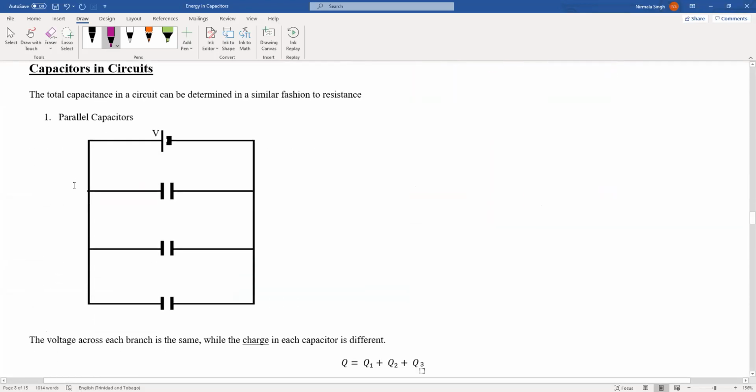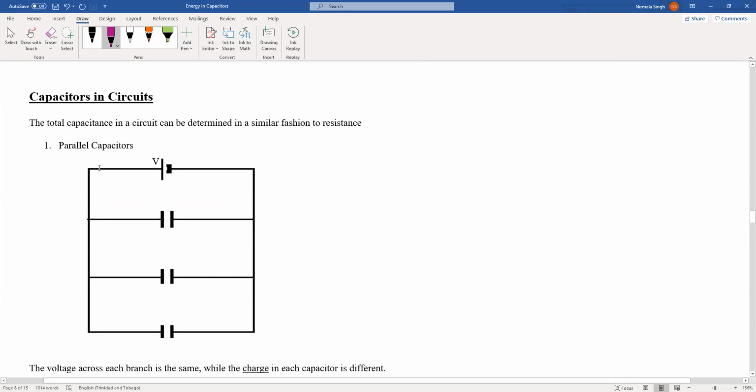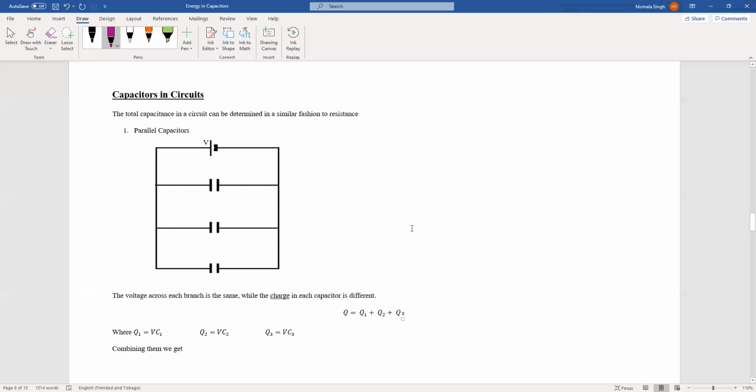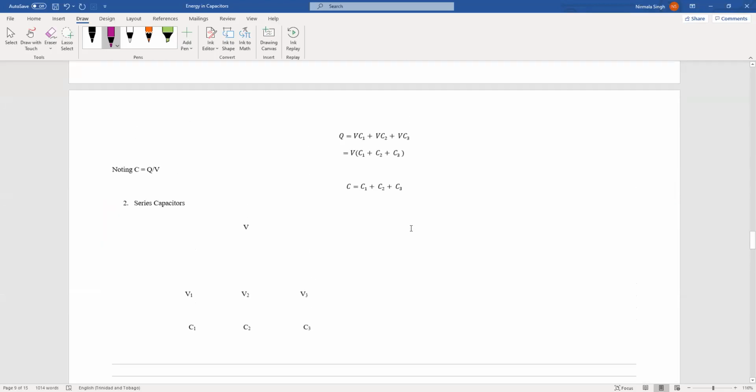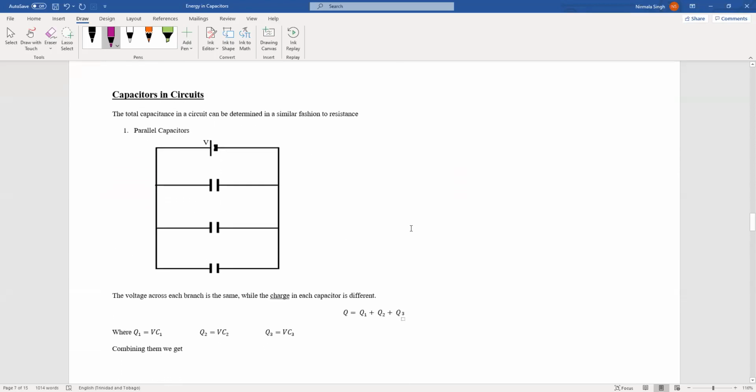Let's try to get back our stuff. Capacitors in circuits. The maths here is going to be, let me just make sure I did not lose my diagram. I did lose my diagram. I'll get back.